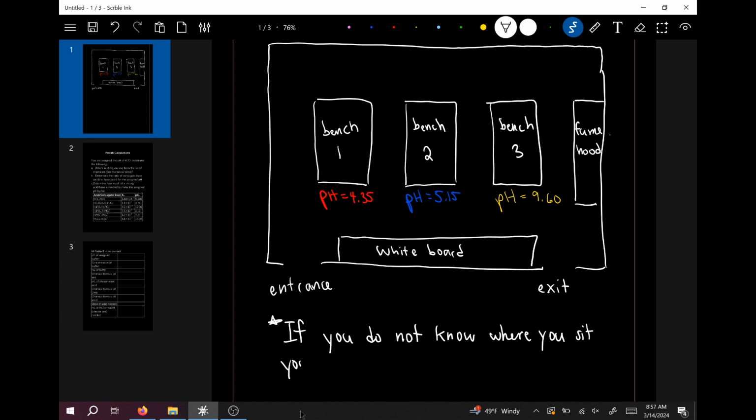you are assigned pH equals 5.00. In fact, I believe the lab manual says the same thing, that if you were not assigned a pH value, just use 5. So for some odd reason, after 9 weeks of being in the laboratory, you still don't know where you sit in the lab, then your assigned pH is 5.